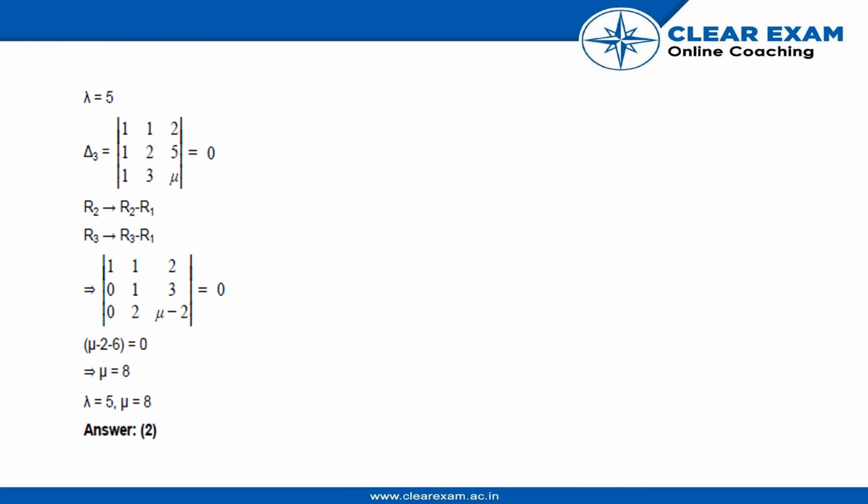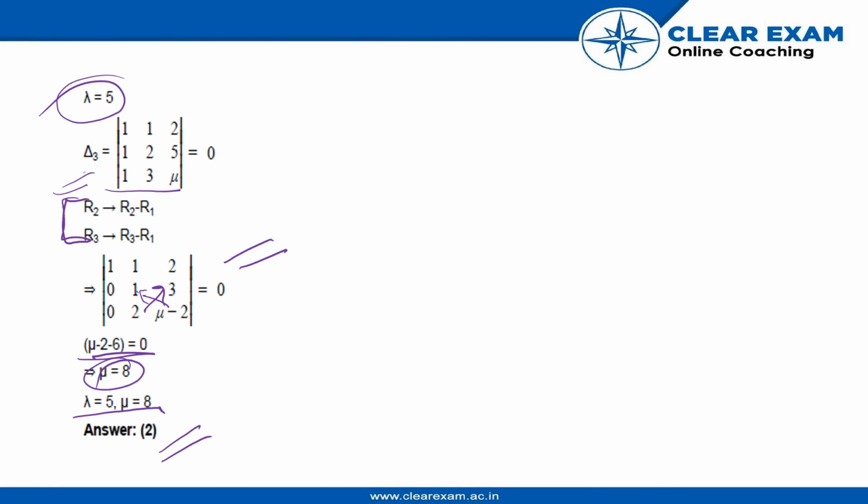So now you can see we got lambda equals 5. After that we'll be finding determinant number 3, so we'll be applying the third set of operations. We'll be getting this. After that we'll be cross multiplying it to find the value of nu, and nu will be getting us 8. So lambda equals 5, nu equals 8. That is option number 2.